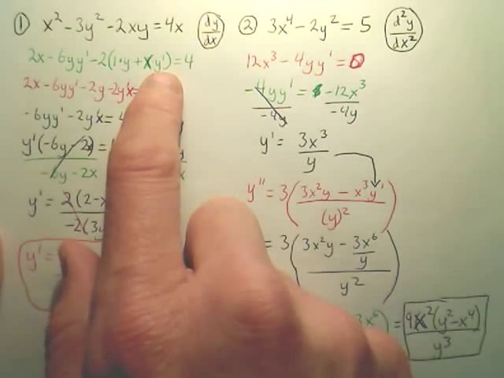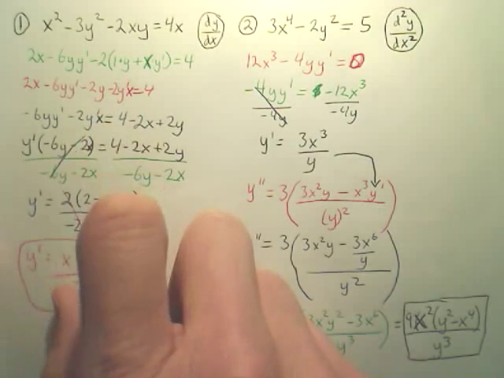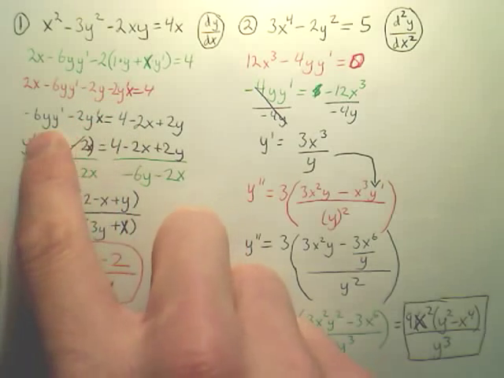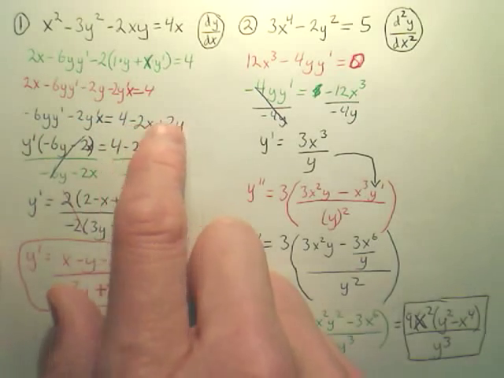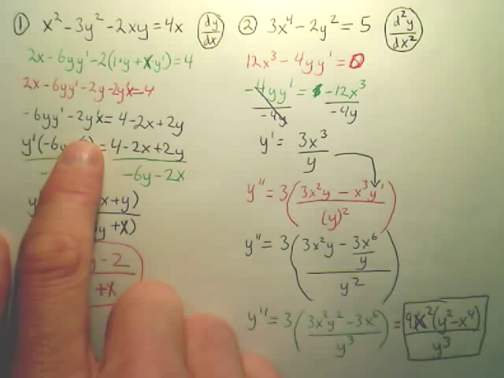After you do all this, your goal is to get y prime all by itself. So you first distribute the negative 2. Then you move all the y prime to the left and everything else to the right. You pull the GCF of y prime out. Then you divide what's left over.